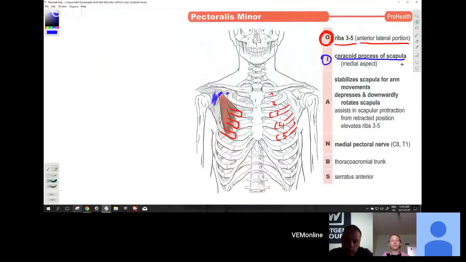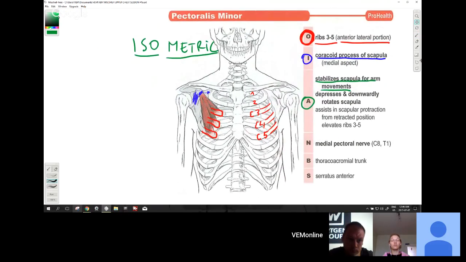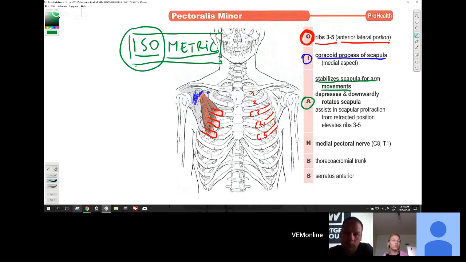Okay, action. For action, we usually go green. It stabilizes the scapula, okay? So if we don't, isometric contraction. Isometric. We are going off topic a little bit, but there are three types of contractions: isometric, concentric, and eccentric. Isometric, as the name states, what is iso? Iso is sort of like status quo, right? Nothing is happening. The length is the way it is.